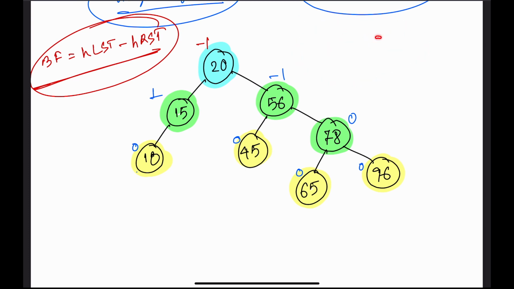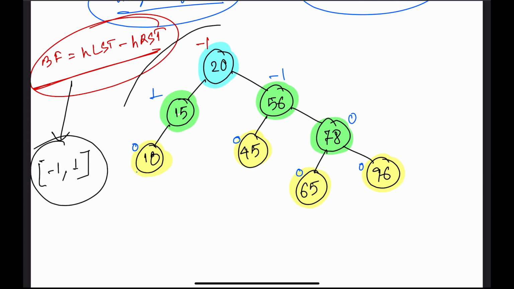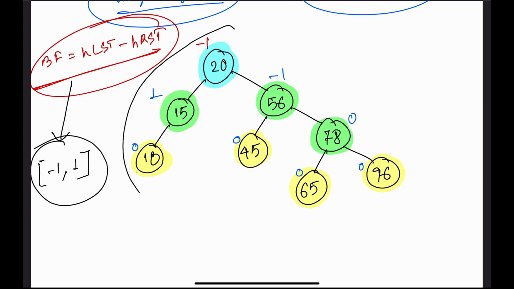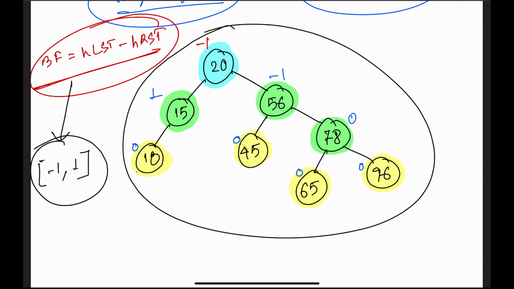So in this case you can see that every node has a balance factor of at most 1, isn't it? From -1 to +1. Actually the balance factor could be in the closed interval -1 to 1. This is the range of the balance factor for an AVL tree. So this is an ideal AVL tree. Why? Obviously because it is maintaining the balance factors in the desired range.